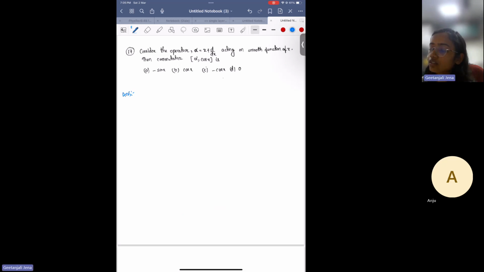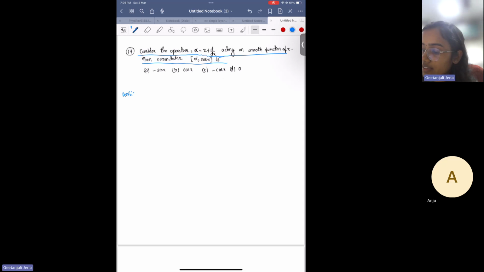So this is based on the commutation relation. Let's see what is given to us. Consider the operator alpha, which is equal to x plus d by dx, acting on a smooth function of x. Then what is the commutator of alpha with cos x?